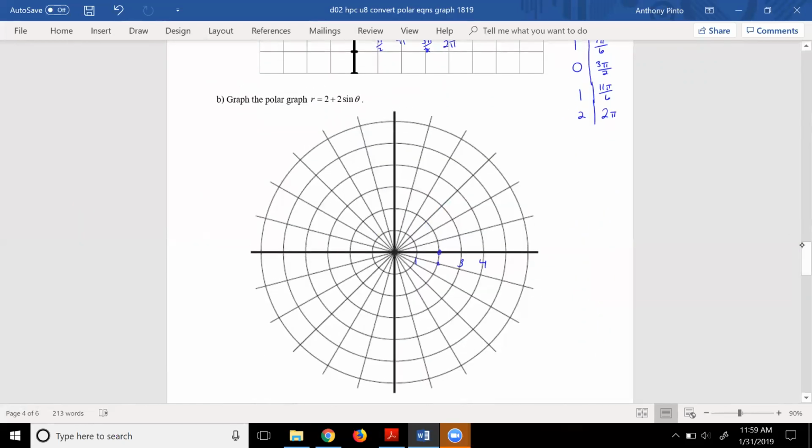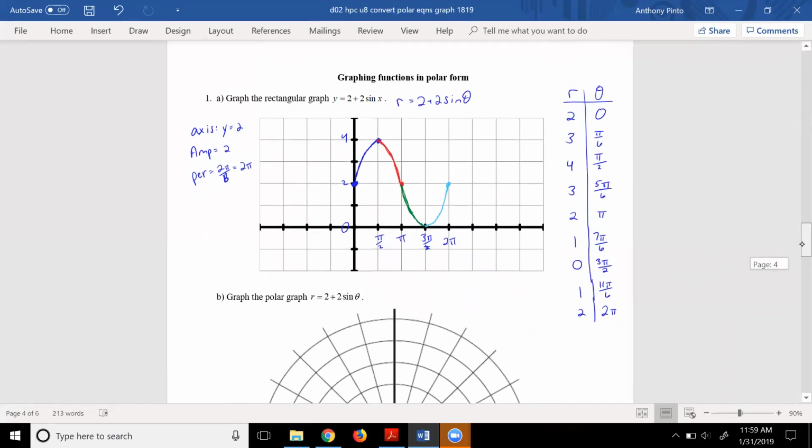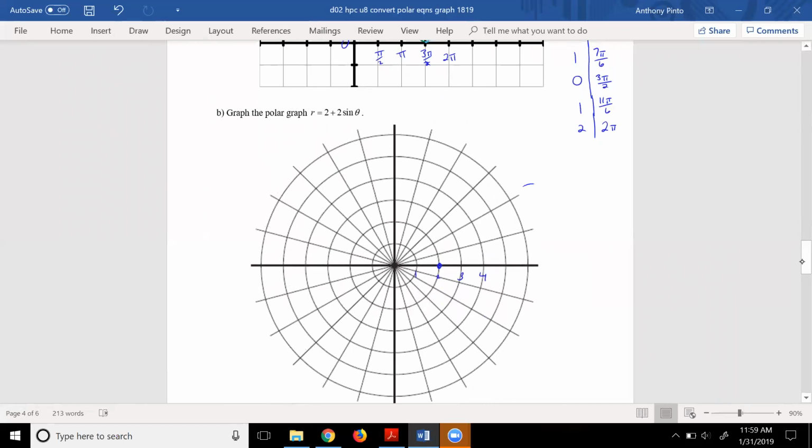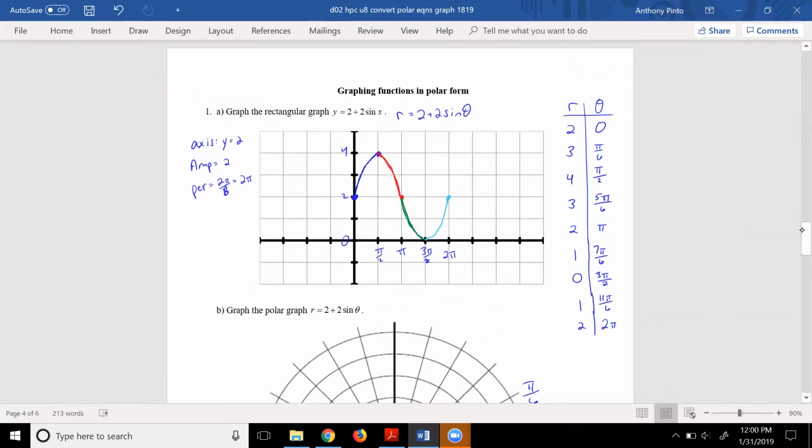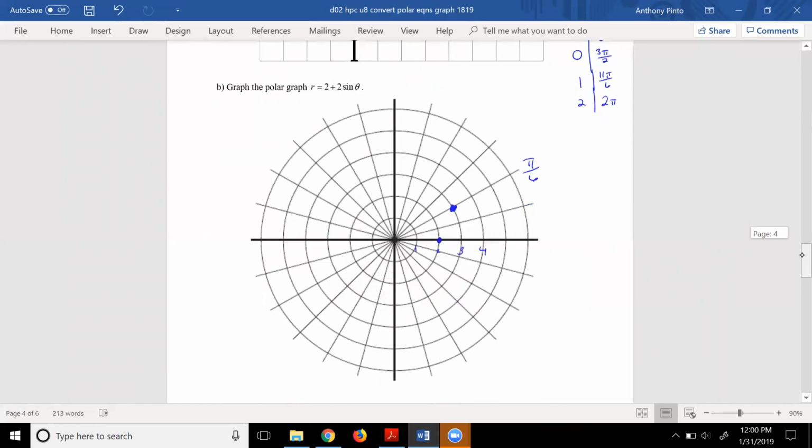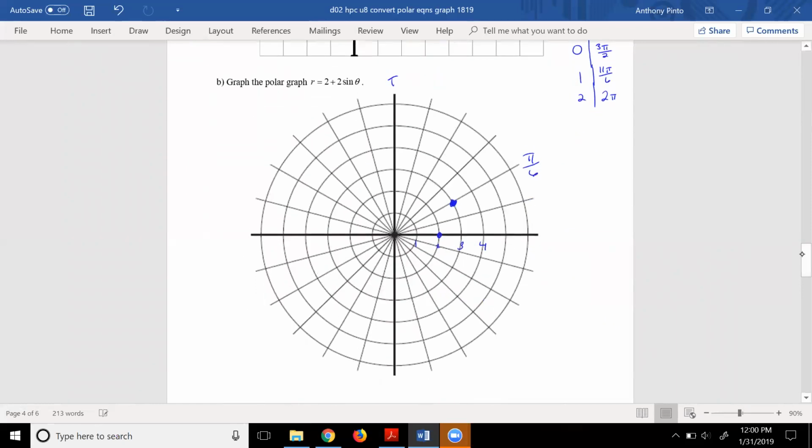So this is my first point right here. At pi over 6, r is equal to 3. So this is pi over 6, remember. R is going to be equal to 3. And at pi over 2, r is equal to 4. So pi over 2, r equals 1, 2, 3, 4. All right, that's our first part of the graph. Let's just get our points down first before we connect all the points.